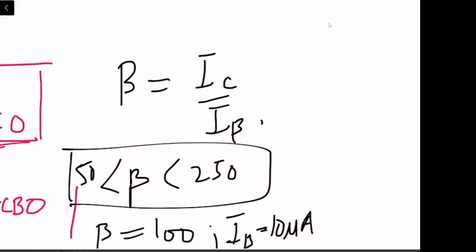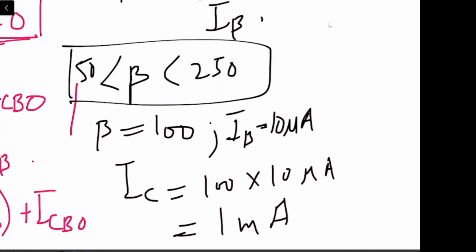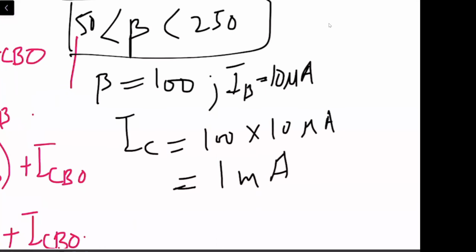And the practical value of beta is in between 50 to 250. So we take one of the practical values, which is 100. So if we take 100, this means IB is equal to 10 microamperes, so IC will be equal to 100 into 10 microamperes. IC will be equal to 1 milliampere. Are you with me?